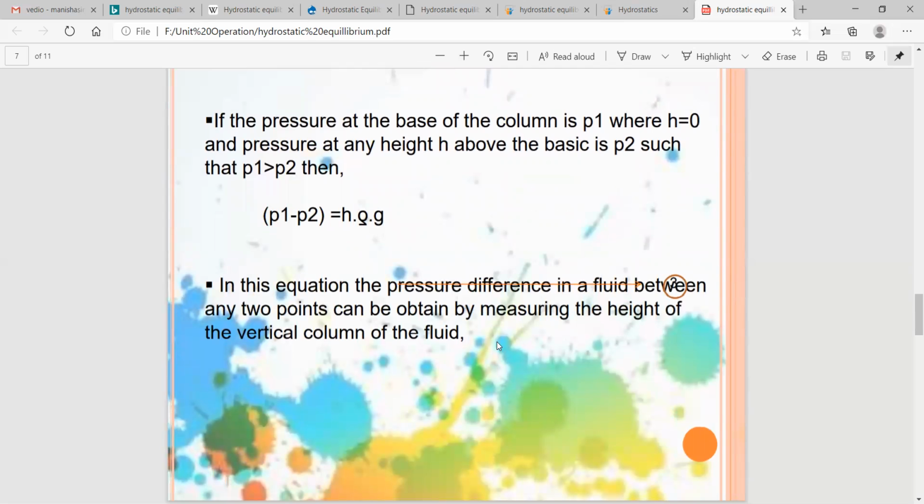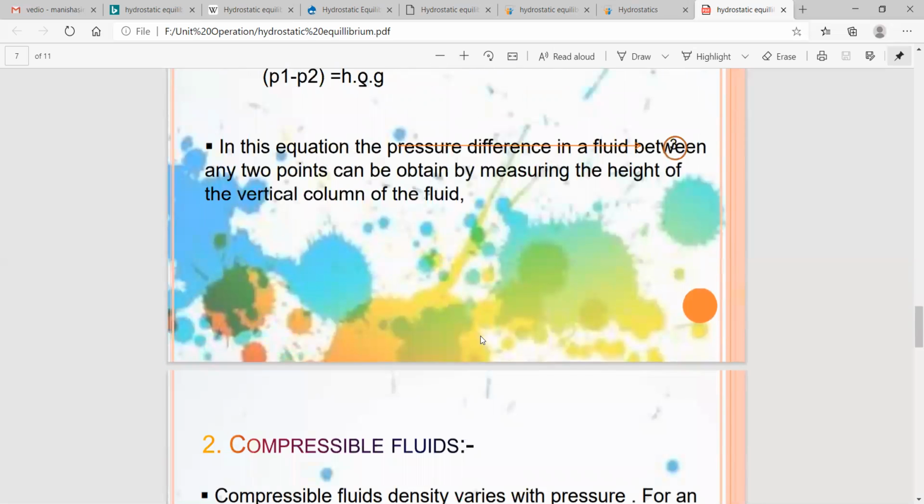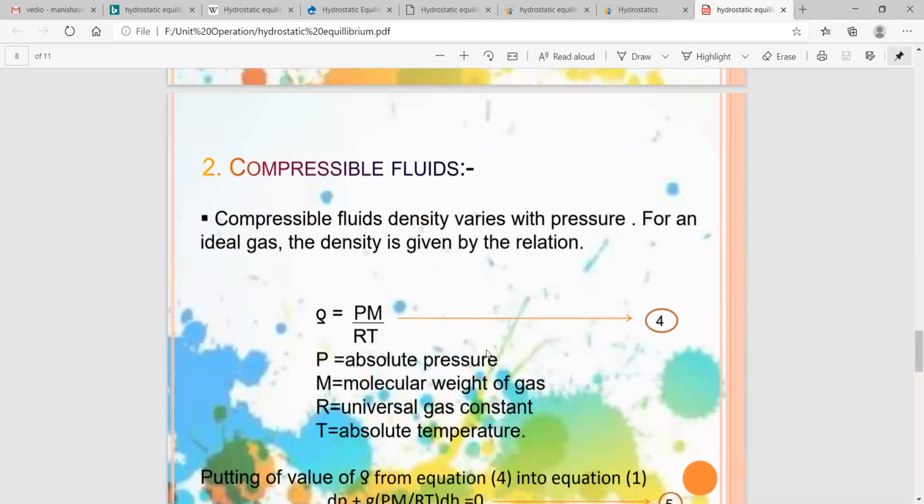If the pressure at the base of the column is P1 where H is equal to 0, and the pressure at any height H above the base is P2 such that P1 is greater than P2, then P1 minus P2 is equal to H rho g. In this equation, the pressure difference in a fluid between any 2 points can be obtained by measuring the height of the vertical column of the fluid.